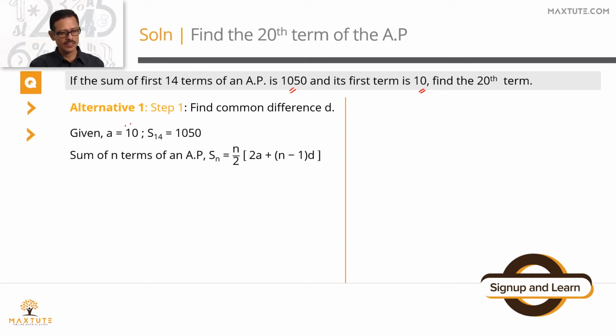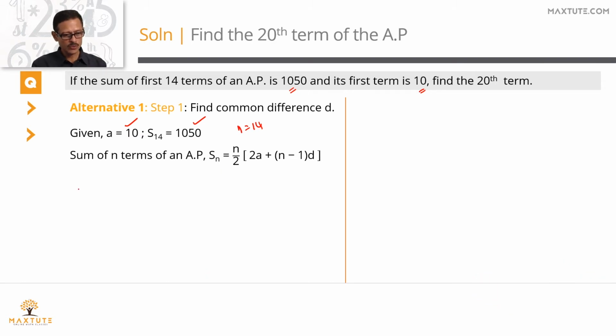Data given to us, first term, sum up to n terms, where n is equal to 14 because S14 is given to us. Plug in the value, so S14 is equal to 1050 is equal to n by 2, which is 14 upon 2 into 2a, a is equal to 10, 2 into 10 plus n minus 1, n is 14, so 14 minus 1 is 13 times common difference. So the only variable in this equation is the common difference d.